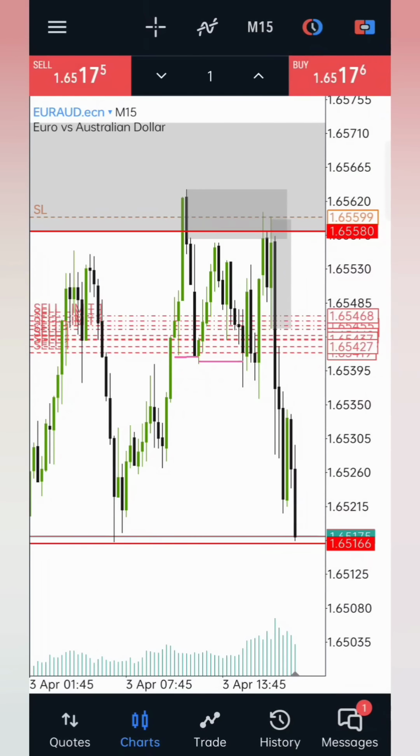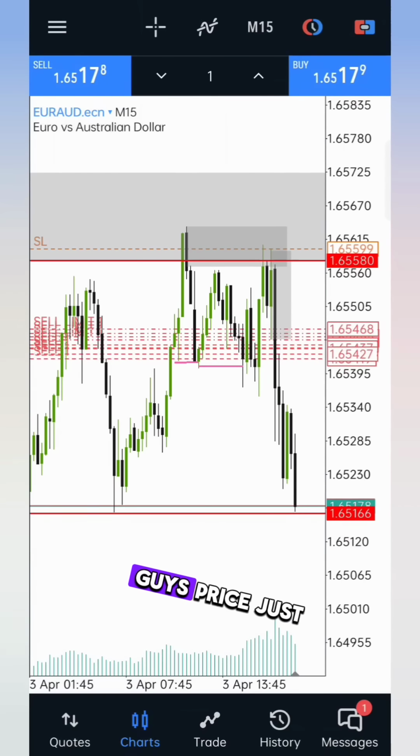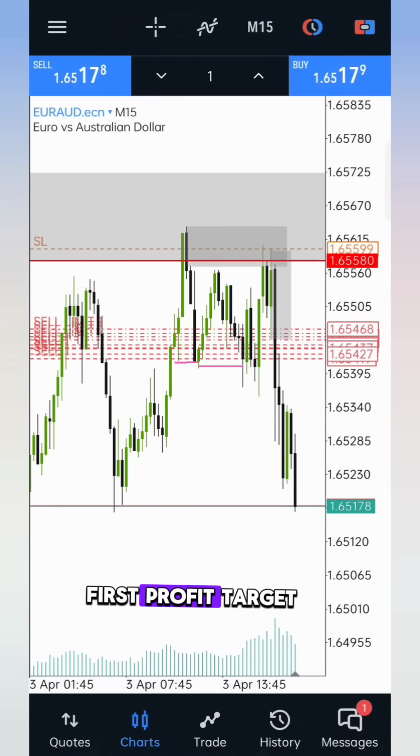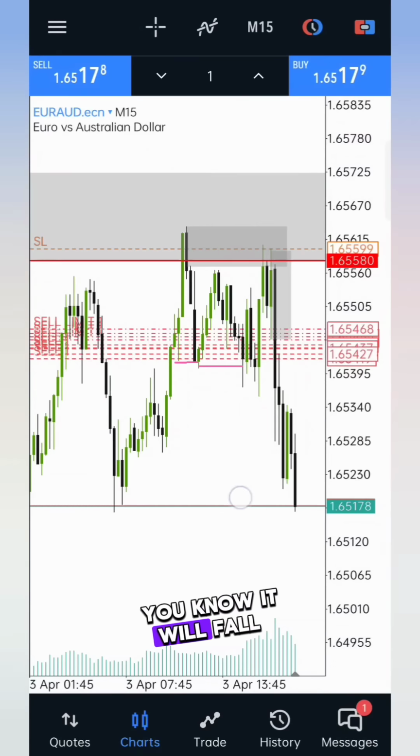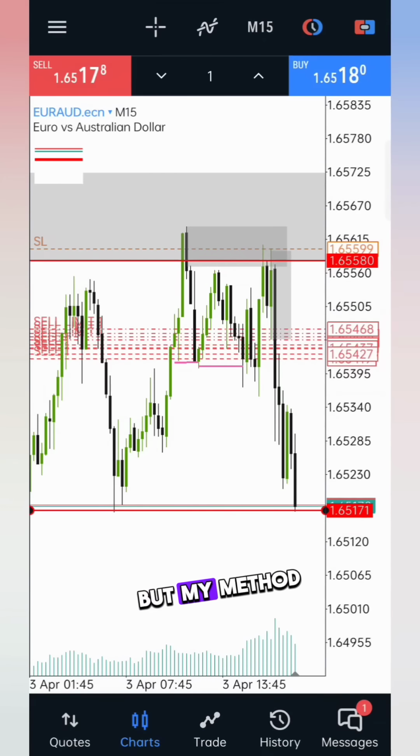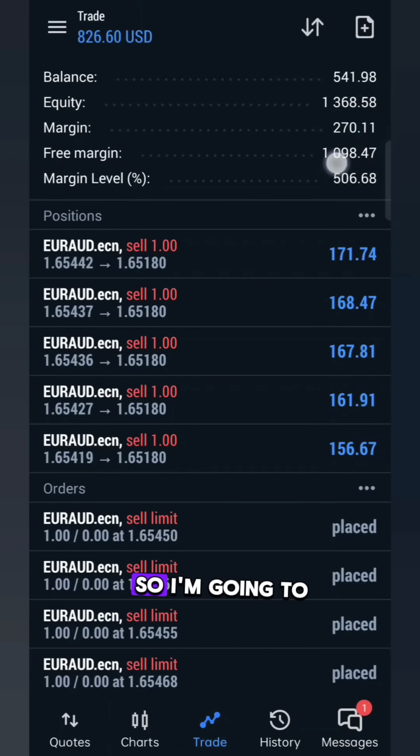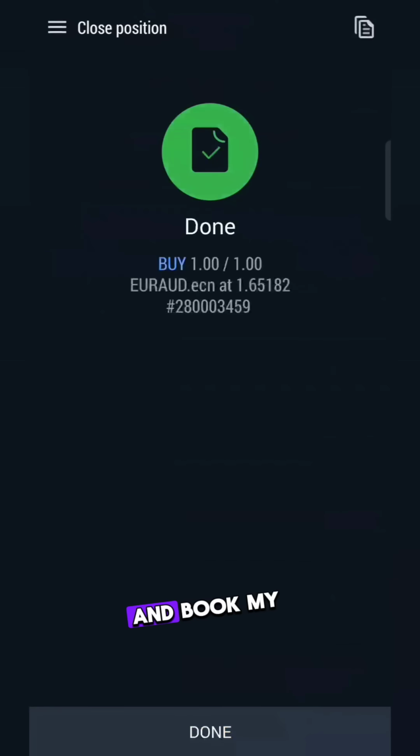A few moments later. Guys, price just met our first profit target zone. You know, it will fall further and go lower, but my method has specific rules, so I'm going to close all of my open orders, and book my profits.